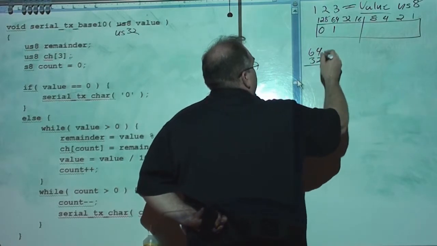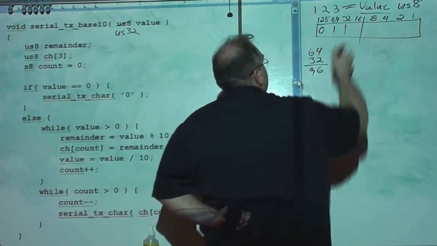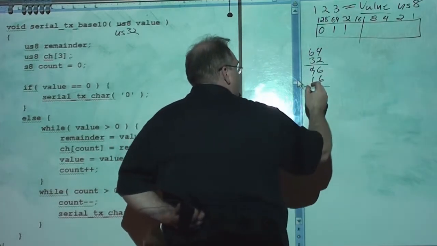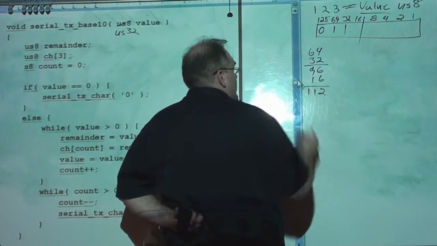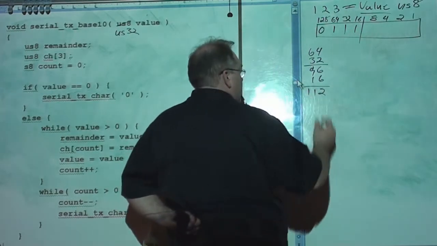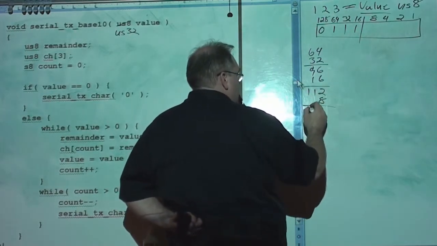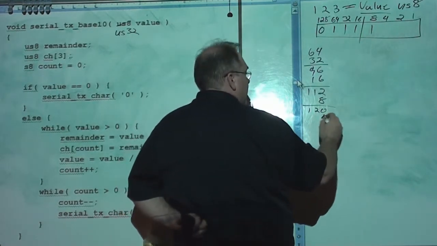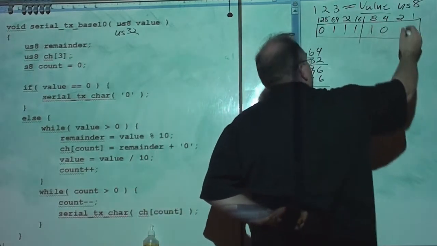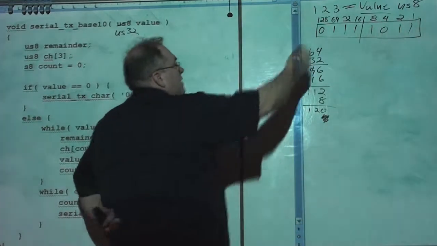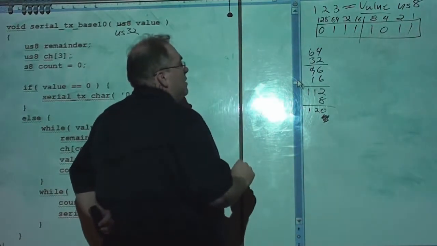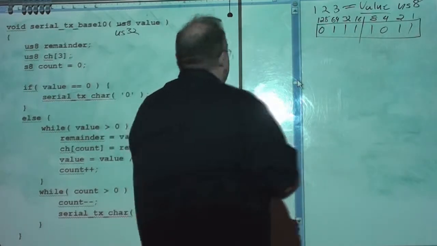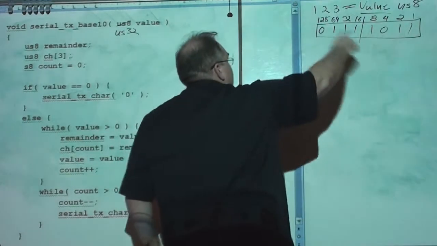64 plus 32 is 96, so we need that. Plus 16 is 112. 16 plus 8 would be 120, so we need the 8. Plus 4 would make 124, which is too big. So we need 3 more: 2 and 1. So that's the value 123 stored in an 8-bit register, converted to binary. So that's what value is. Everybody knows that: 8 bits, us8, that's all I've got, 8 bits.